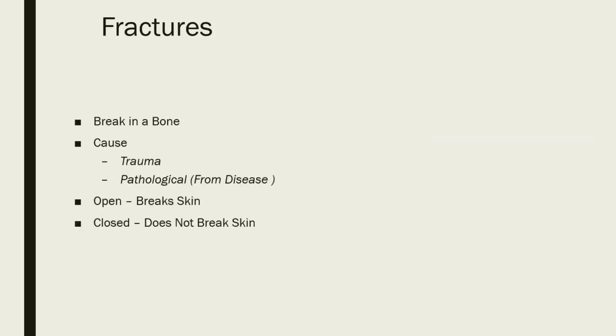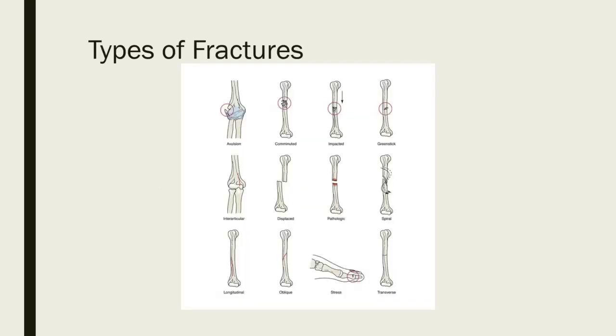Fractures. This is a break in the bone. Causes are trauma, a physical injury to the area which causes the bone to break, or pathological, which results from a disease process. This could be osteoporosis or cancers. An open fracture is where the skin is broken. It's a high risk for infection. In closed fractures, the skin does not break and remains intact.